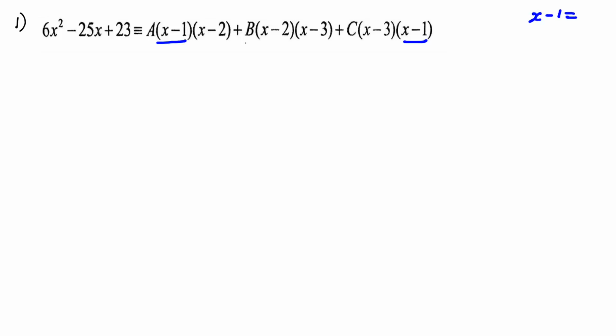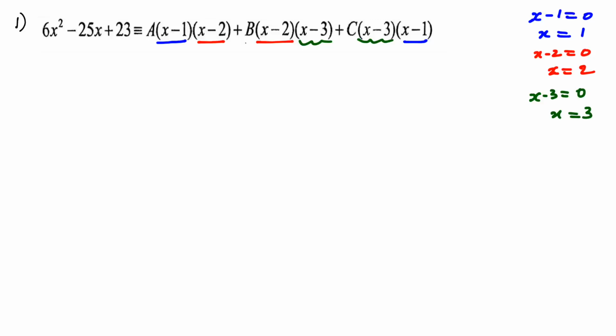X minus 1 is equal to 0. Therefore, x is equal to 1. The other number we have is x minus 2 and x minus 2. So x minus 2 is equal to 0. X is equal to 2. The third we have is x minus 3 and x minus 3. Therefore, x minus 3 is equal to 0 and x is equal to 3.